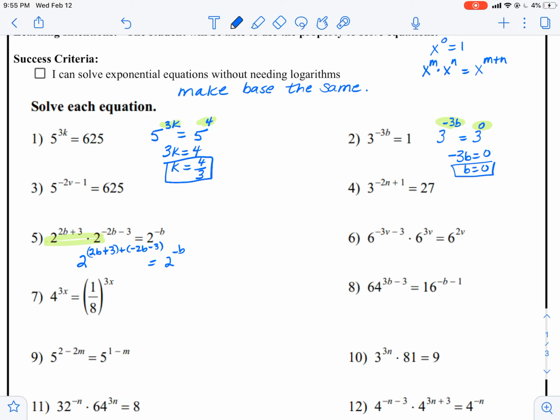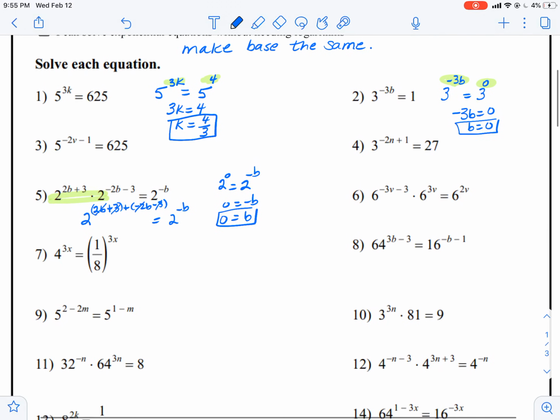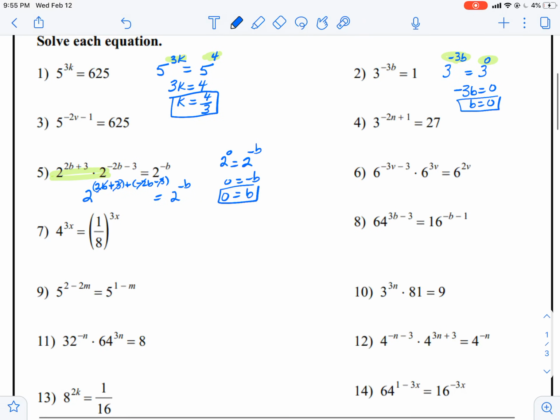So I'm going to go ahead and combine like terms. This becomes 2, and it looks like the b's are going to cancel, and the 3's also cancel. So this is 2 to the 0 equals 2 to the negative b. Therefore, my equation would be 0 equals negative b, or b equals 0. You could go back in and put that into your problem and check to see if that does work. I'm going to leave you 6 to do because it's very similar.